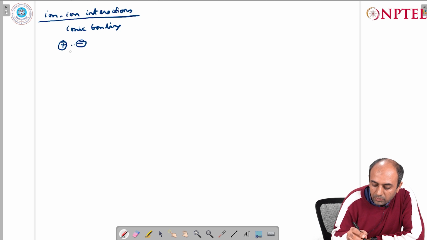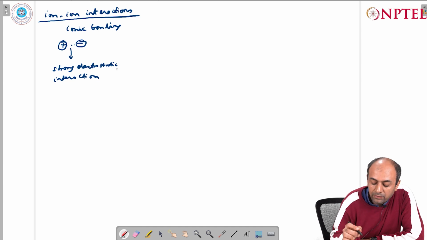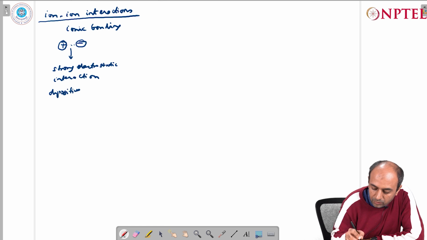So, there is a strong electrostatic interaction which exists between the cation and the anion, and this can be a monopositive cation, monopositive anion. This can be a dipositive, this can be a tripositive cation, and correspondingly you can have the negative, dinegative and the trinegative anions as well, and you can have metals in even higher oxidation states which can interact with anions as well.